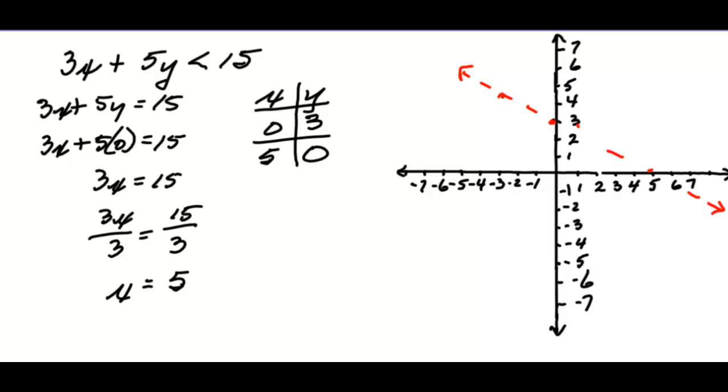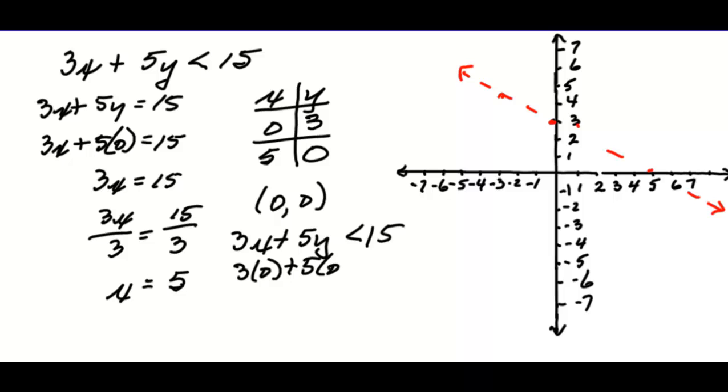Now what we want to do is go back and plot our 0, 0 point. So we say 3x plus 5y is less than 15. 3 times 0 plus 5 times 0 less than, oops, I put less than or equal to, that's not right. Less than 15. 0 plus 0 is less than 15. Is 0 less than 15? By gosh, it is.